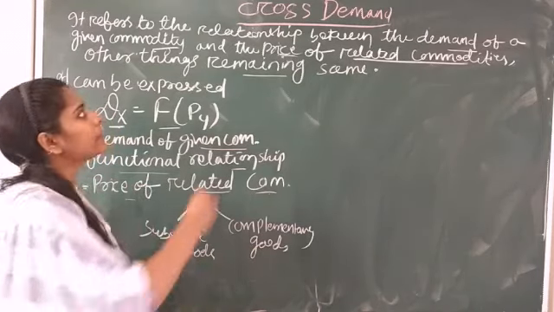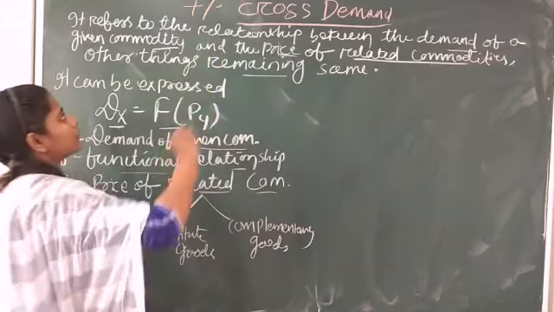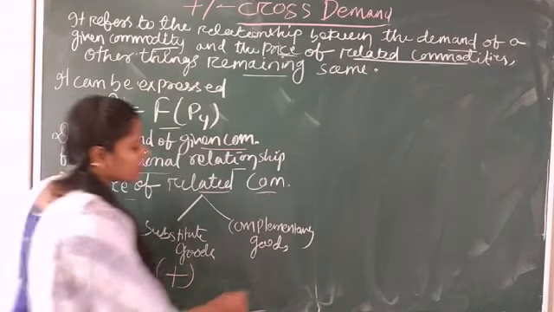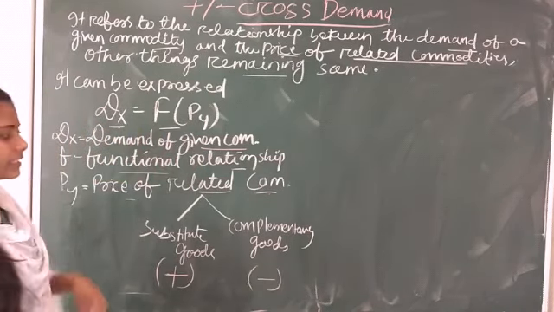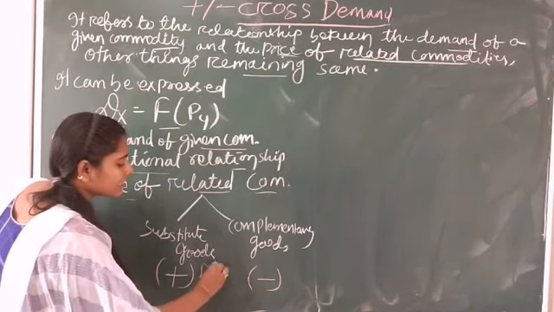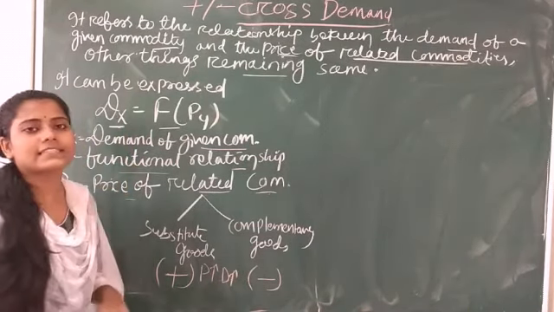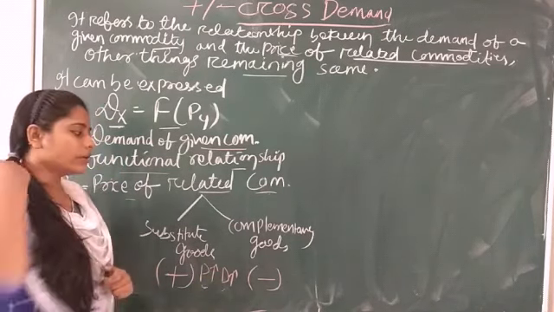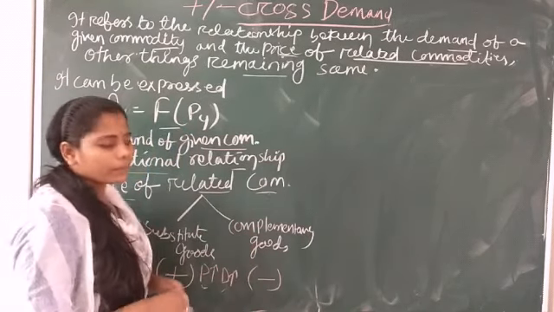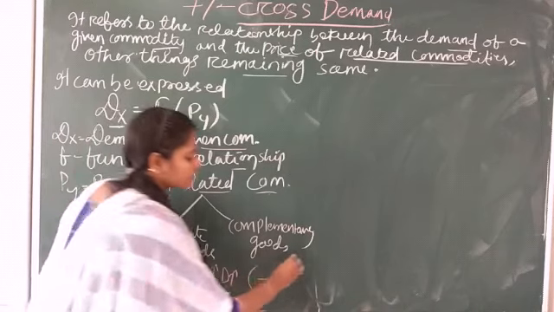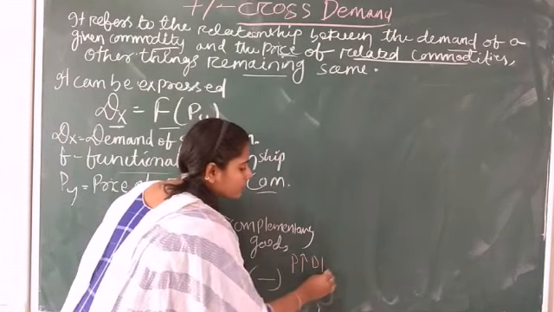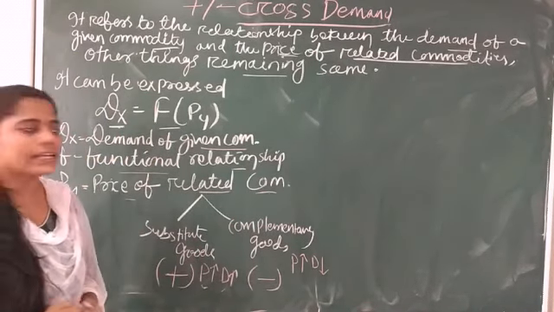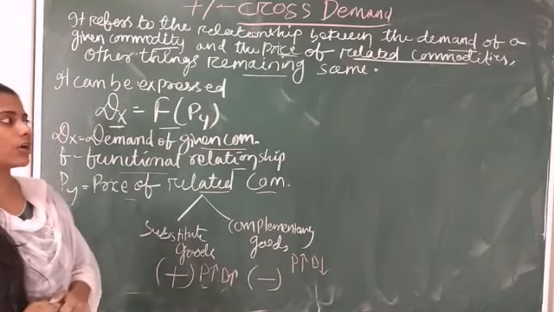Here the cross demand may be positive or negative. Positive in case of your substitute goods, or negative in case of your complementary goods. Positive means if the price increases, then demand also increases. That means there is a positive relationship between the price and quantity demanded of the commodity. But in complementary goods, there is a negative relationship, which means if your price increases, then demand will decrease and vice versa. That means there is an inverse or negative relationship between the price and demand of the commodity.